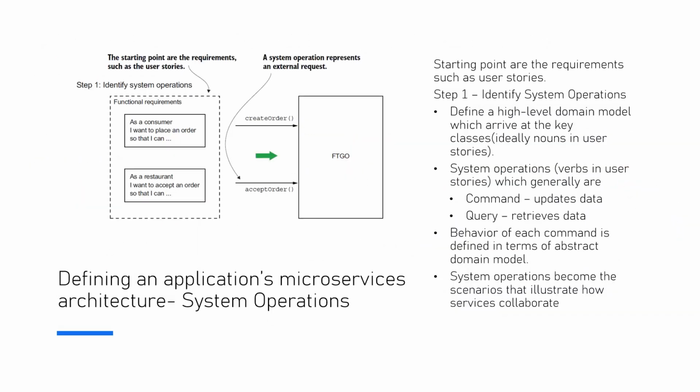Now, we're digging a little deeper into defining your application's microservice architecture. The first step is identifying your system operations. The idea is to start off by defining a high-level domain model. You take your requirements and identify the different classes which participate together to do the overall functionality.